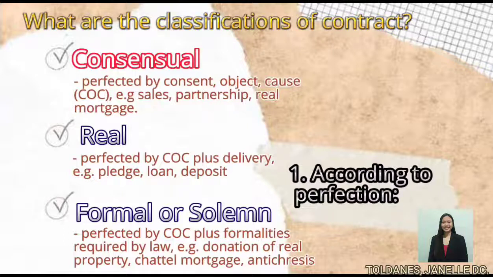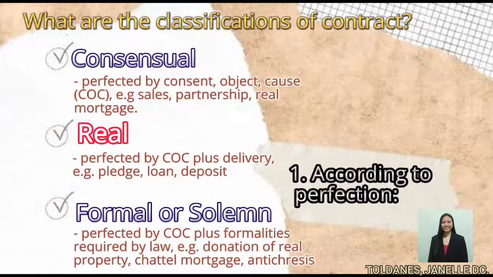This classification was perfected by the perfected consent, object, and cause, or COC. Example, sales, partnership, and real mortgage. These variables are one of the factors that affect the consensual contract. Sometimes a consensual contract is based on the purely unanimous consent of the interested parties and does not have to be implemented by formal procedure. So, if you guys remember, ito yung mga essential elements ng contract.